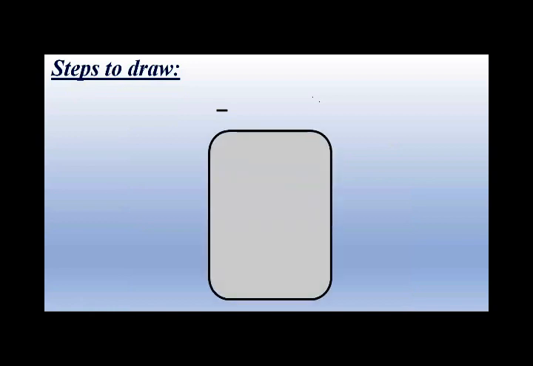Okay, now we will move to the steps to draw. How can we draw this voltaic cell? First of all, you will draw a rectangular shape, and similarly you will curve its corners or edges. Okay.